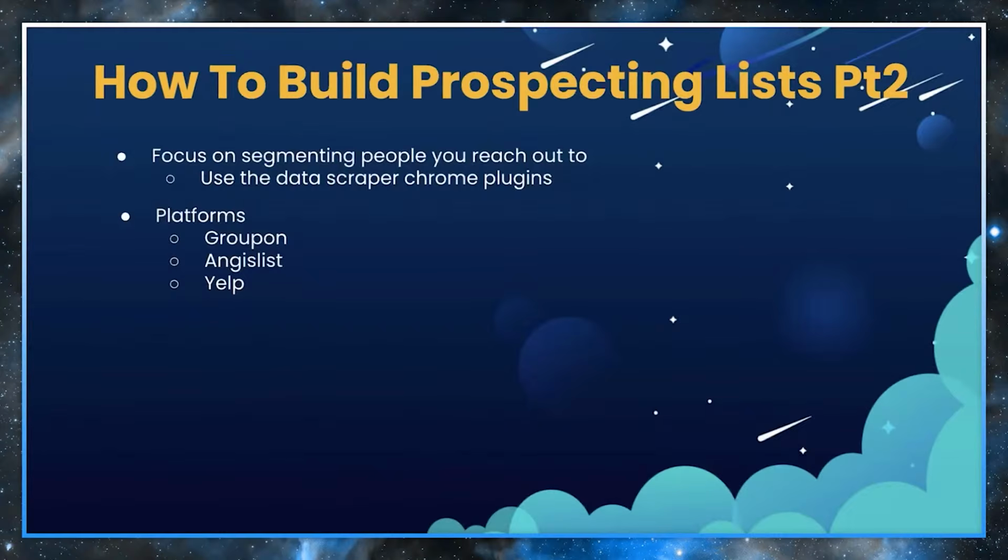And also, when you reach out, when you segment it and you find a bunch of businesses on Groupon, you can say that in your email. Hey, is this the business owner of ABC Landscaping? Just saw you had a discount on Groupon, right? And now when you scrape all of Groupon, you can use that message for all of the businesses. Angie's List.